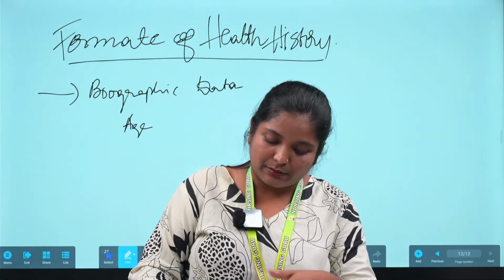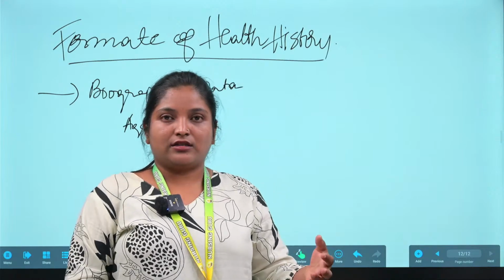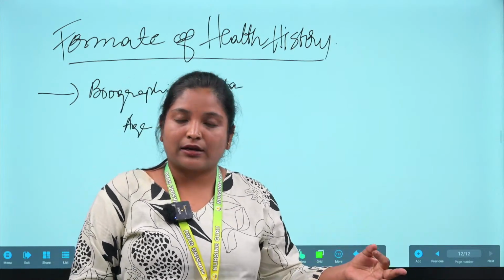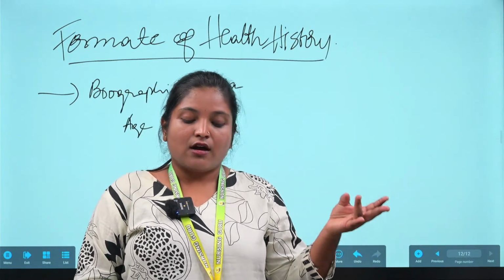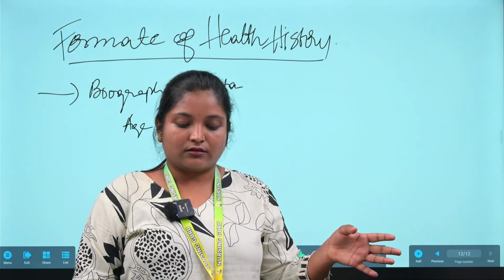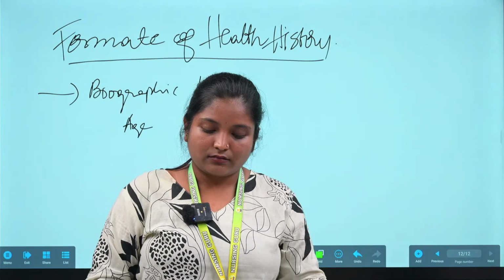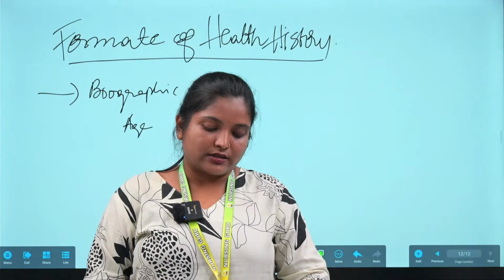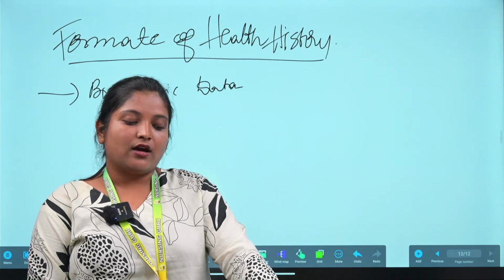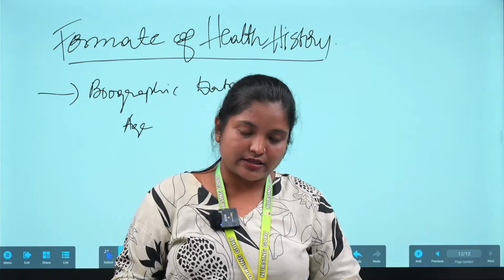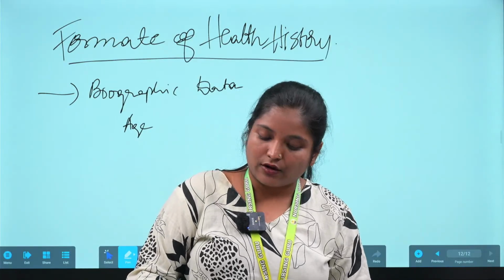After that, family history: any person having a chronic illness like diabetes mellitus, hypertension, cardiovascular diseases, all these things. The next one, communicable diseases in your family, and recent birth or death in your family, that you have to ask.